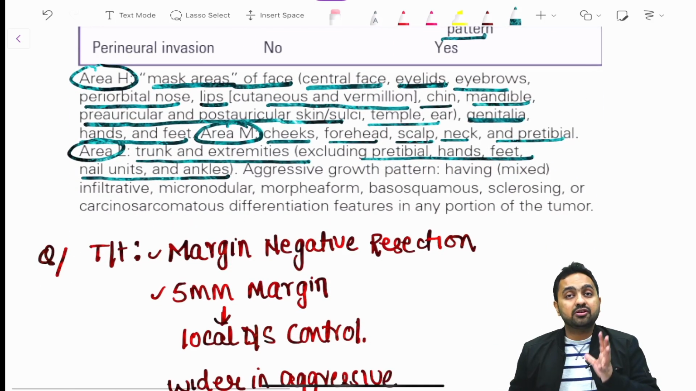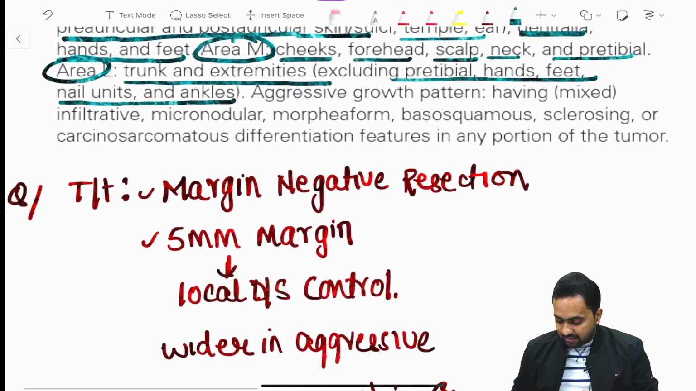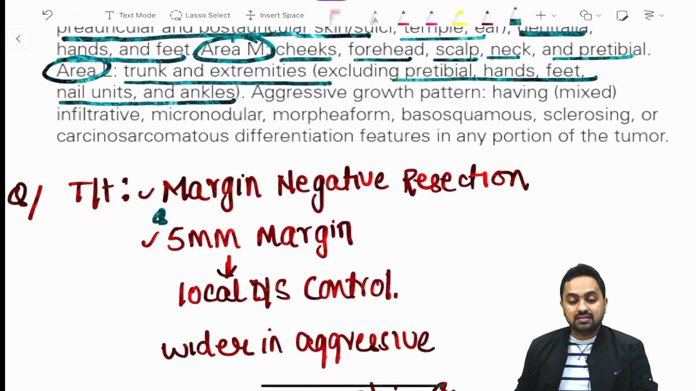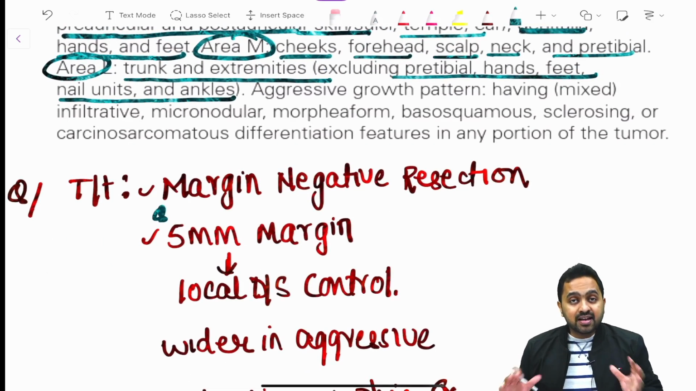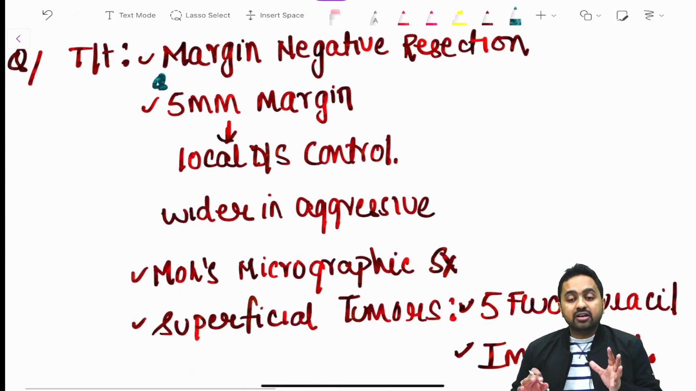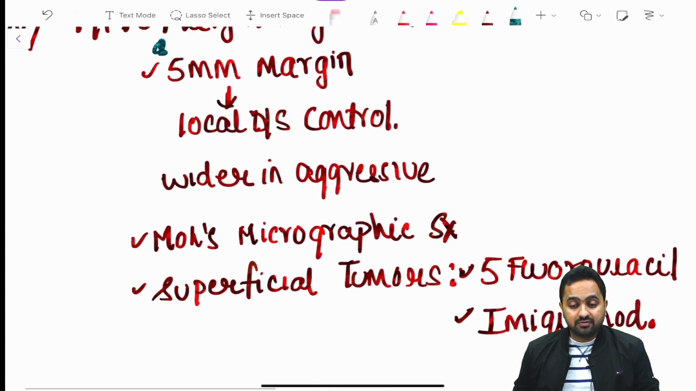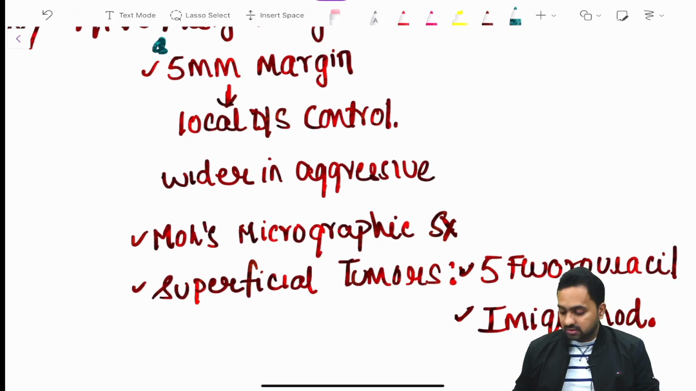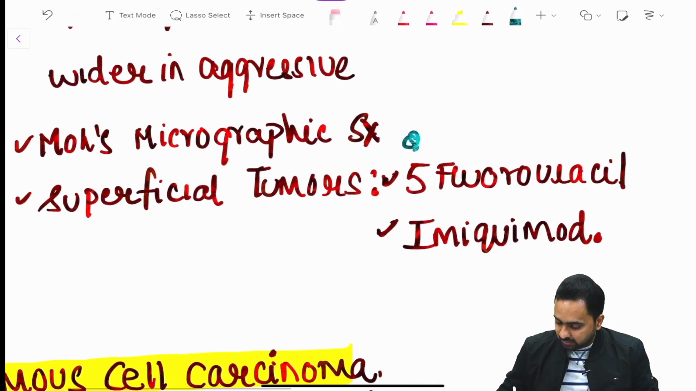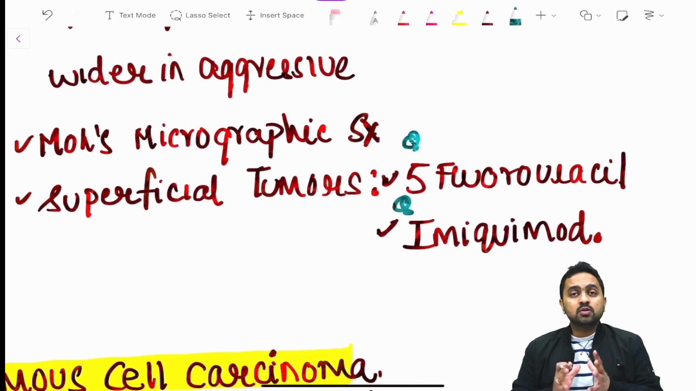Now coming down to the treatment part, margin negative resection is the treatment, and a 5 mm margin is said to be needed for local disease control, and in aggressive tumors you might need a wider margin, right. And the treatment modalities include Mohs micrographic surgery, and for superficial tumors it would also include 5-fluorouracil and imiquimod. So these were the few important points with respect to basal cell carcinoma.